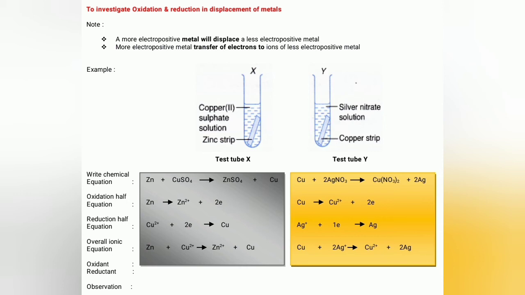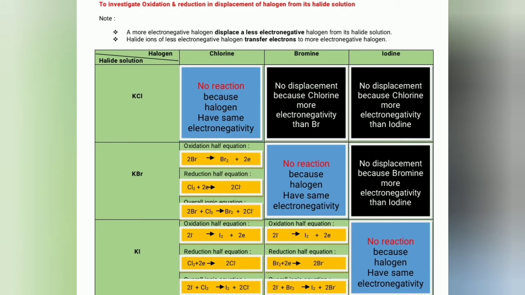We can make the conclusion that a more electropositive metal can displace a less electropositive metal from its solution. The more electropositive metal will act as the reducing agent, and the ions of the less electropositive metal will act as the oxidizing agent. Displacement of halogen from its halide solution.